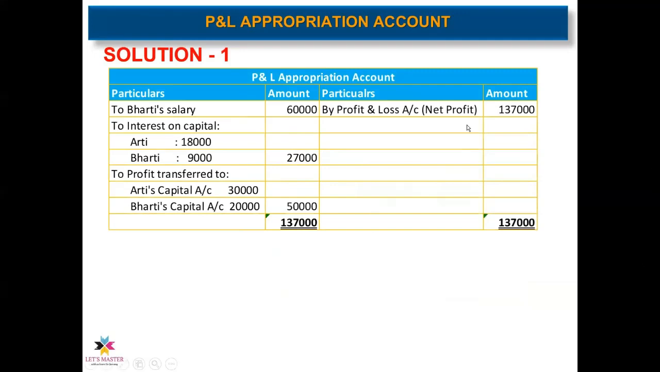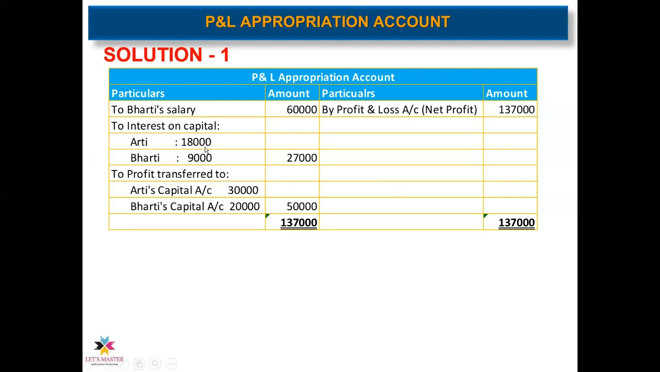Now here in the profit and loss appropriation account, we are not taking interest on drawings into consideration, because as per the partnership deed, there is no mention of interest on drawings. Then we have allowed a salary of rupees 60,000 to Bharti, because as per the partnership deed, Bharti is entitled to get a salary of rupees 5,000 per month.